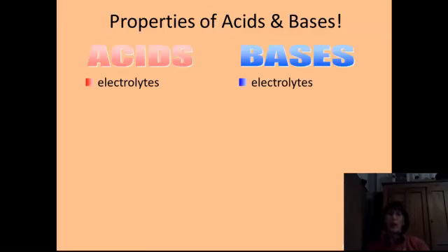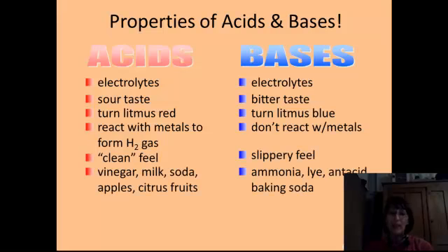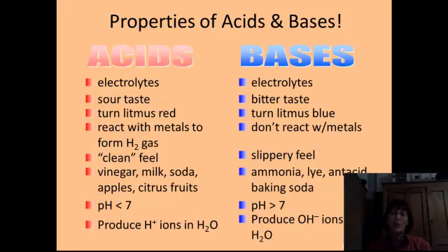All right, so again, we hit all of the basic characteristics of acids and bases. They're electrolytes. Acids sour, bases bitter. Acids turn litmus paper red, bases turn it blue. Acids react with metals to form hydrogen gas, bases don't. Acids have a nice clean feel to them, and bases have a slippery or slick feel. Examples of acids: vinegar, milk, soda, apple, citrus fruit. Examples of bases: ammonia, lye, antacids, and baking soda. pH less than 7 acids, pH greater than 7 bases. And acids produce hydrogen ions in water, bases produce hydroxide ions in water.